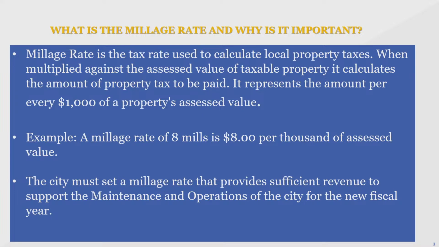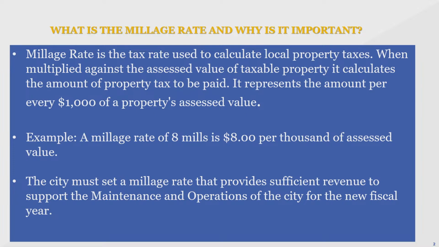What is the millage rate and why is it important? The millage rate is the tax rate used to calculate local property taxes. When multiplied against the assessed value of taxable property, it calculates the amount of property tax to be paid. It represents the amount per $1,000 of the property's assessed value. For example, a mill rate of 8 mills equals $8 per $1,000 of assessed value.